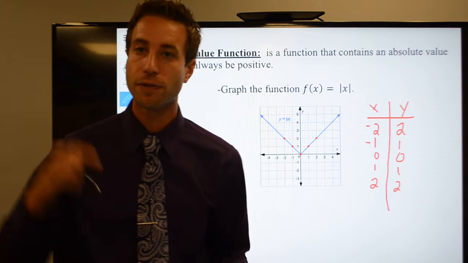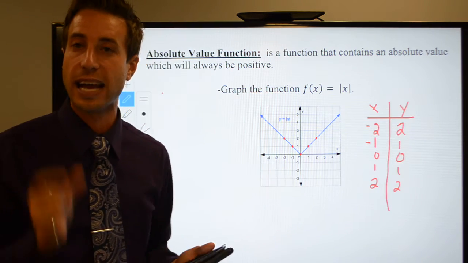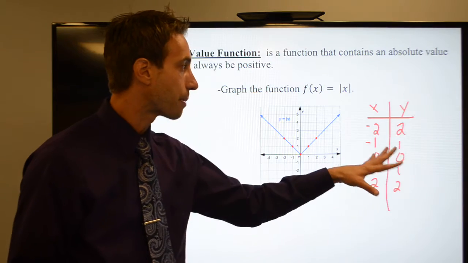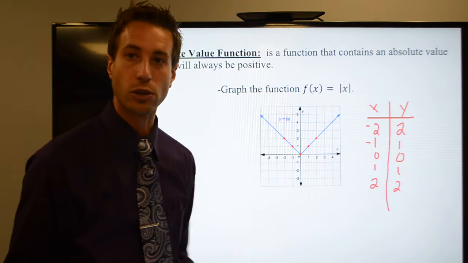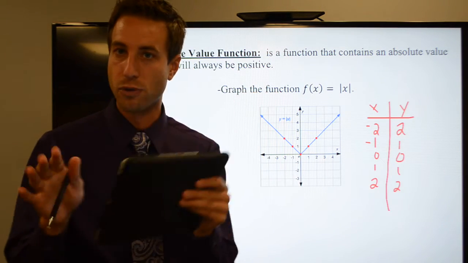Just like the greatest integer function will always look like a set of stairs, horizontal line segments, the absolute value function is always going to look like a V. We're just going to move it around a little bit.